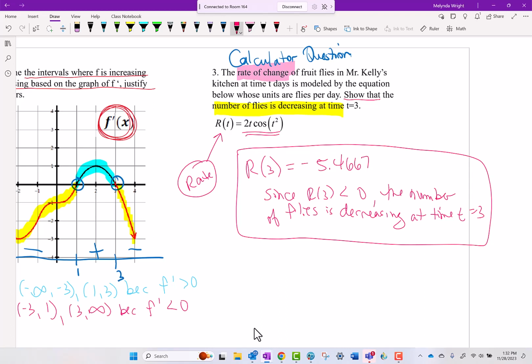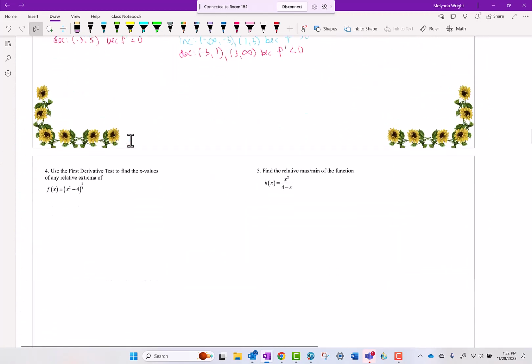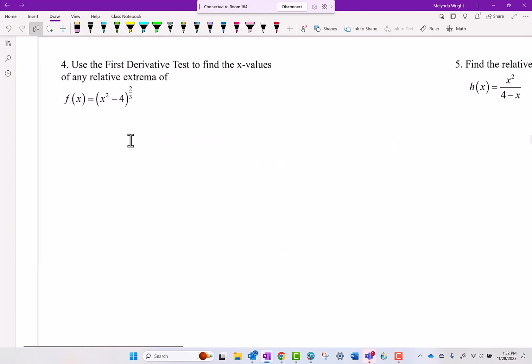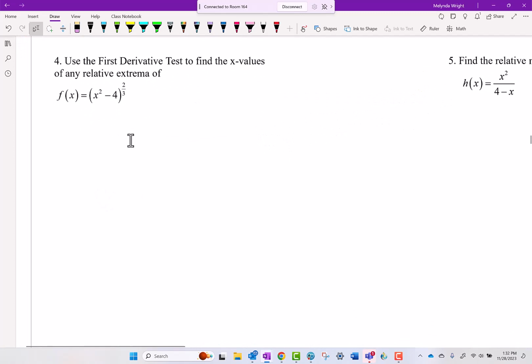Okay, how we doing? We all good? Okay, we have 2 more examples. And these are first derivative test examples. Use the first derivative test to find the x values. I'm highlighting this. This is important. We just need the x values of any relative extreme of f.